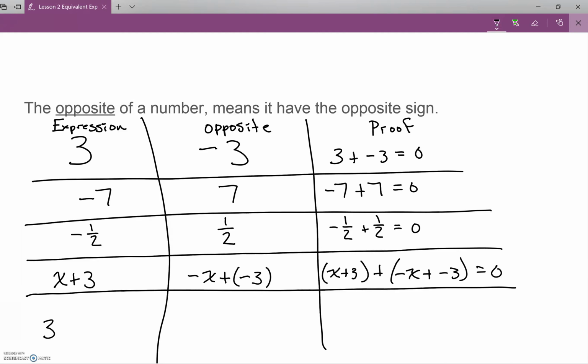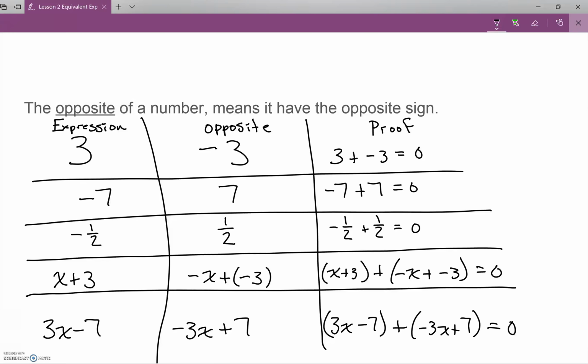Next we have 3x minus 7. So keep in mind what I said. If we're going to do the opposite of this expression, it has two parts. It's got a 3x and it's got a -7, and both of those terms need to be switched to the opposite. So it's going to be -3x, and then instead of -7 we can do +7. We'll prove some of this stuff in the slides that are next.